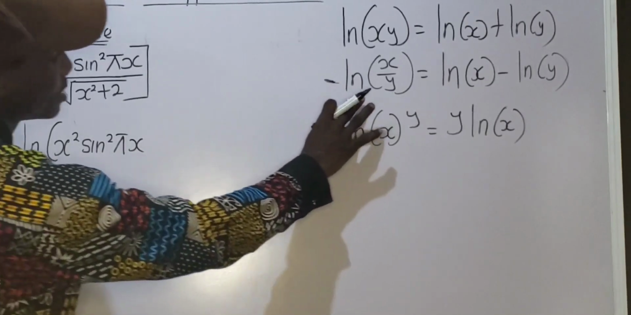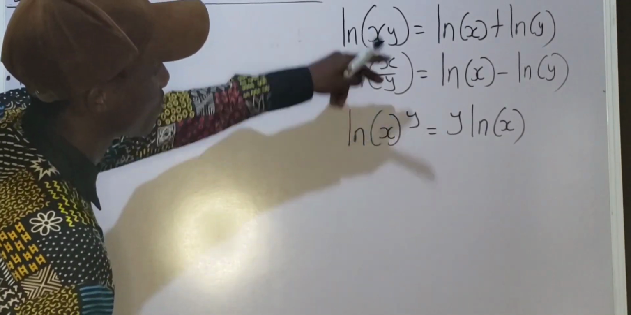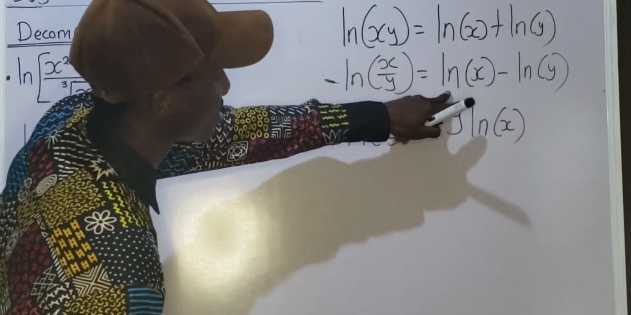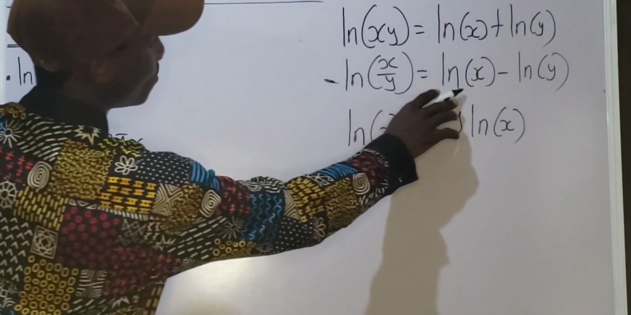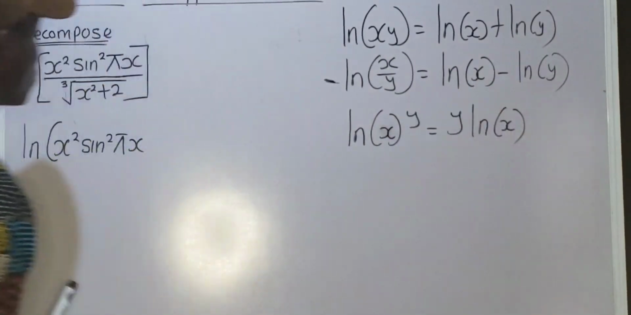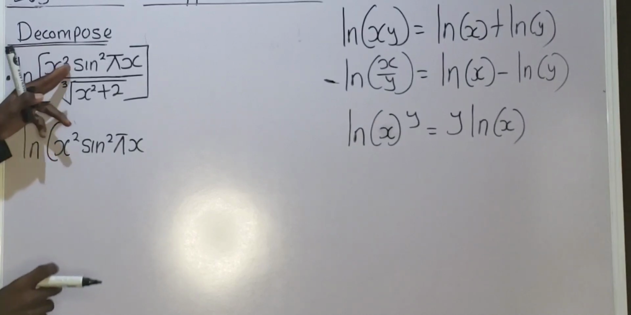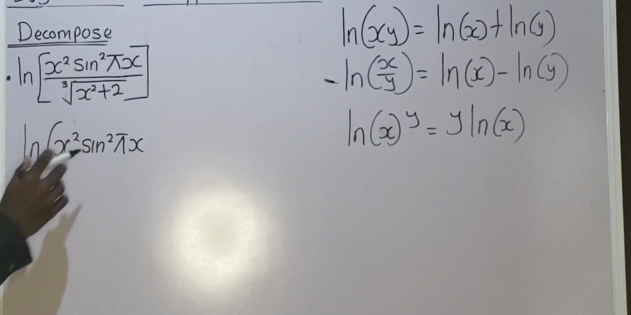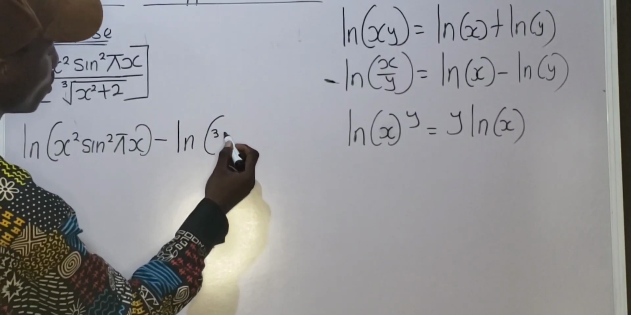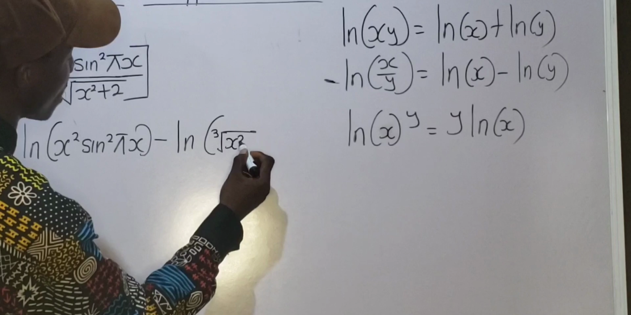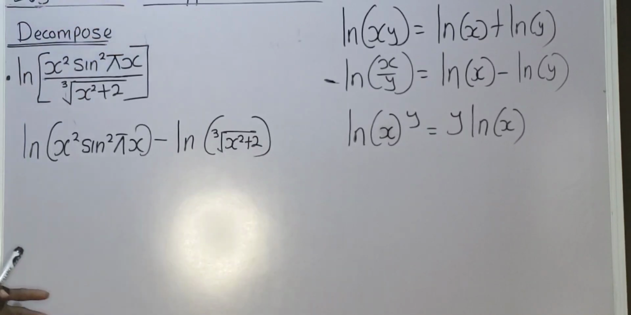Are you getting it? According to this law, if I have the natural log of a number that is dividing itself, I'm going to take its natural log minus the other natural log. Is that not it? The natural log of the numerator minus the natural log of the denominator. So that is what I did here. The natural log of the numerator, which is x squared sine squared pi x, minus the natural log of the denominator. That is what? The cube root of x squared plus 2. Okay, so I've not done anything. If you pay attention, you're going to understand it. I'm very sure you understand. So just open your heart and learn. Now let's proceed.